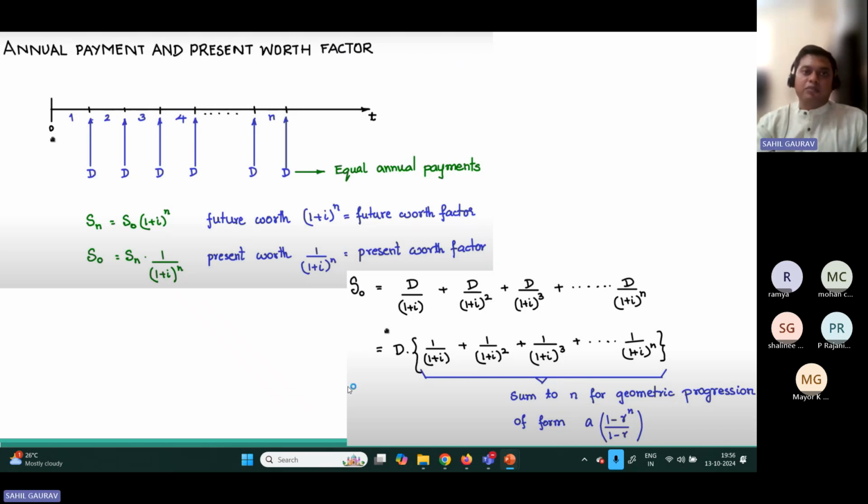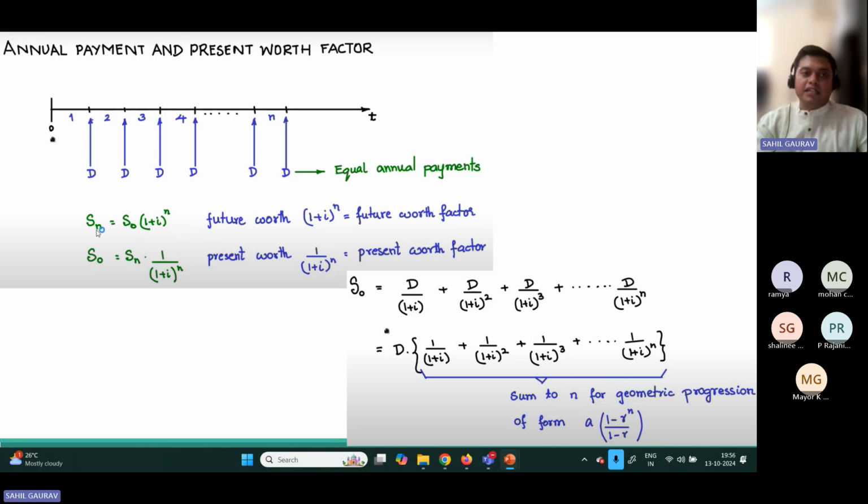Now coming to the annual payment and present worth factor. We have seen the future value of money and the present value of money. Now, as I said, you cannot save money in one day. You have to plan: in each month or each year we will save this amount of money, so that at the end we will have that amount of money to invest somewhere or purchase something. So this is equal annual payments. We have divided it equally in each year.